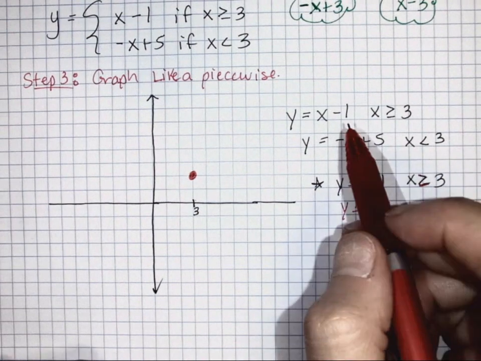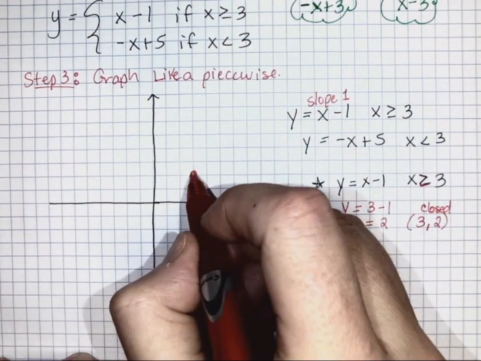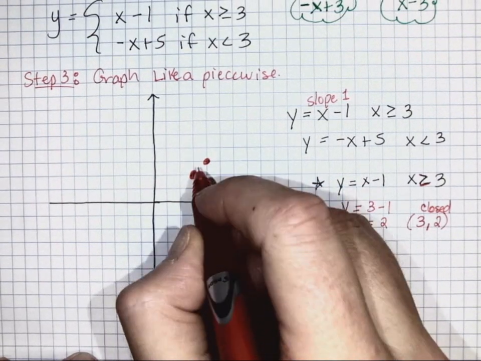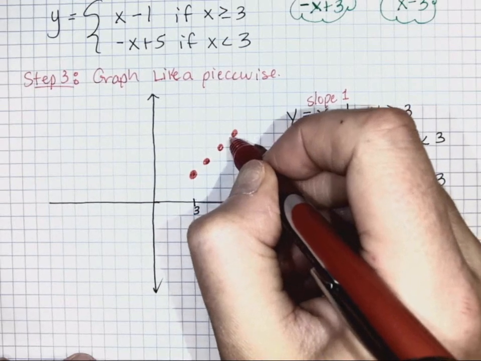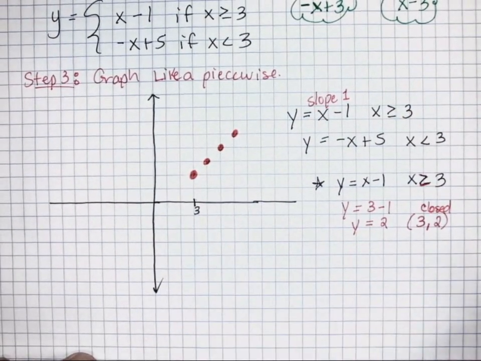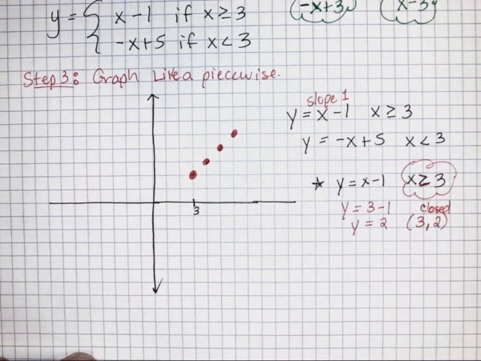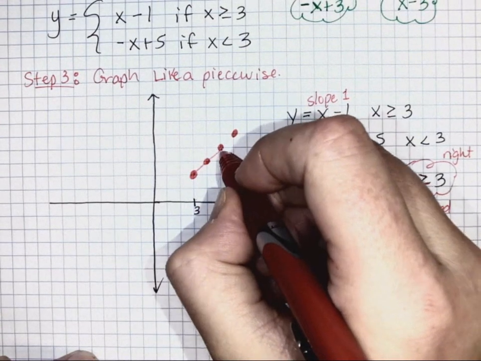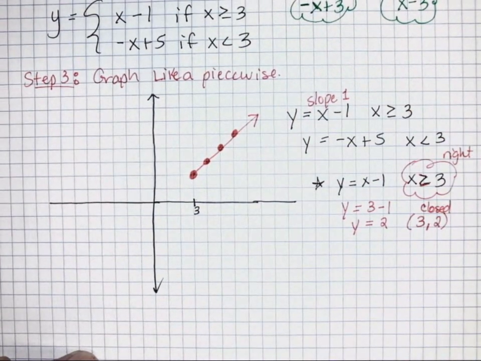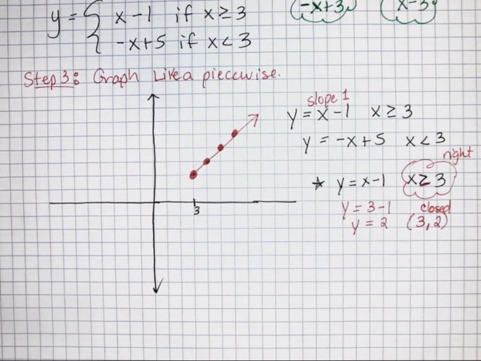Then you can use your slope. Slope is positive 1, and you go up 1, right 1. Up 1, right 1. Up 1, right 1. And why do we go in this direction and not this way? Well, once again, it was x greater than or equal to 3, so you only want to show the right side of the graph. It goes this way. If you graph this correctly, your absolute value graph should always form a V. So hopefully ours does.